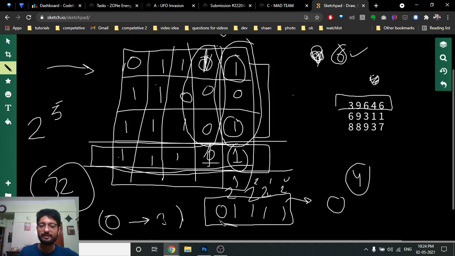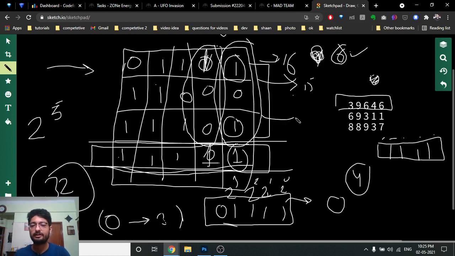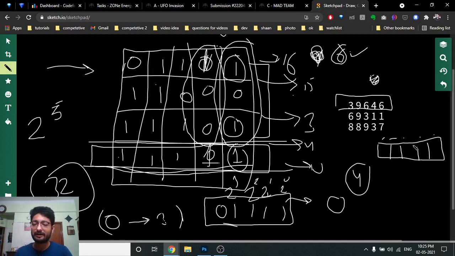So what you can do here is make a frequency map of 32 positions: 0, 1, 2, 3, 4, 5, and so on. For all the n numbers, let's assume the first number turns out to be 16, the second 15, the third 3, then 4, then 10. Just mark each on the frequency table, because the value will always be between 0 and 32.